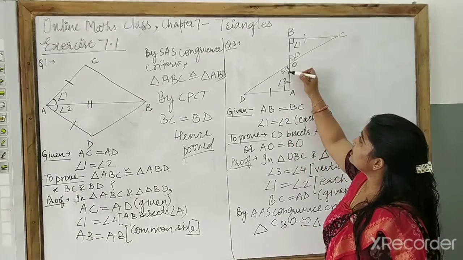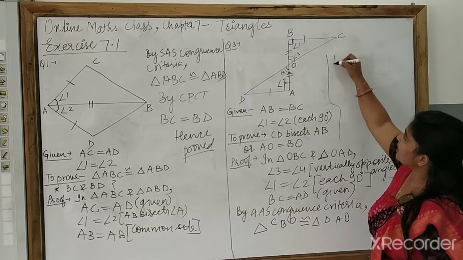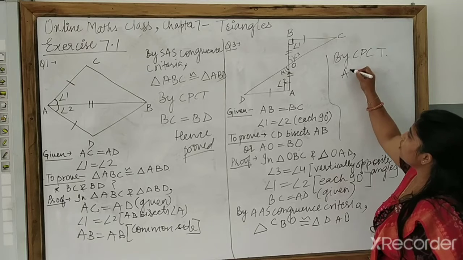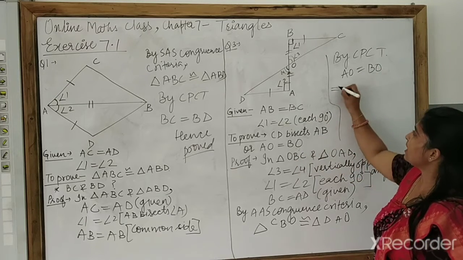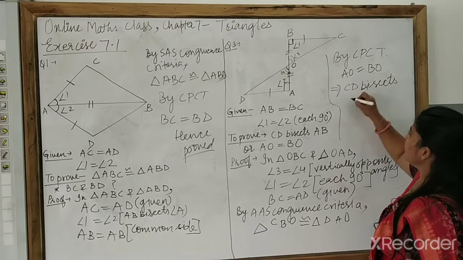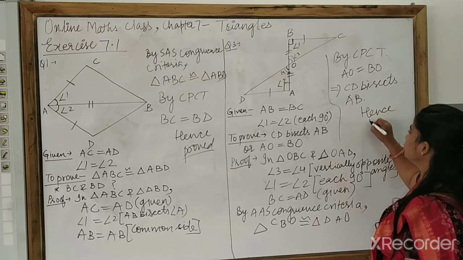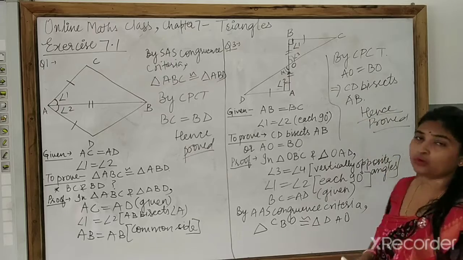Now if they are congruent triangles, can I say by CPCT the other corresponding sides will be equal? This side will become equal to this one. So how will you write? You will write by CPCT, AO is equal to BO, and this only we have to prove. This implies CD bisects AB. Hence proved. This way only you have to prove the question.